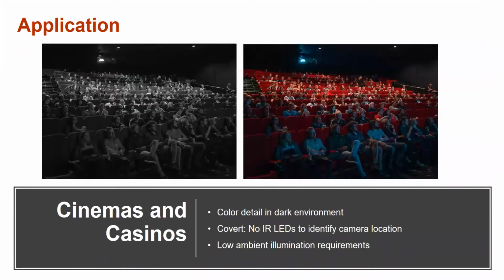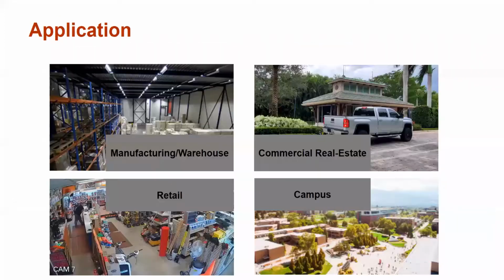Okay, and you've got cinemas and casinos. When it comes to cinemas, obviously everything's all dark, but with the light being reflected from the screen itself, if you have a night color camera, you'll be able to see pretty much full color within the cinema. Same thing when it comes to casinos. And you have warehouses, commercial real estate, retail, and campuses that you'd be able to install these types of cameras in.